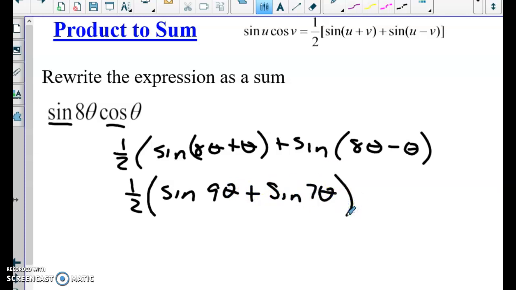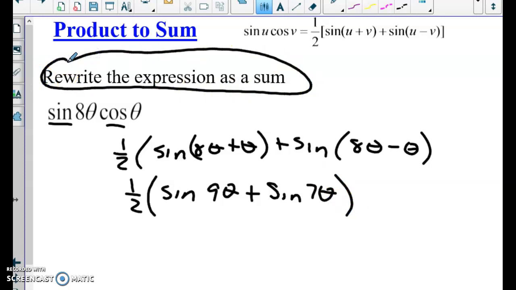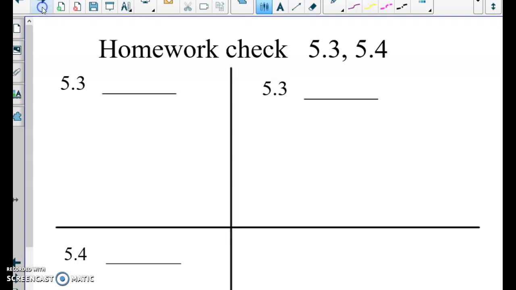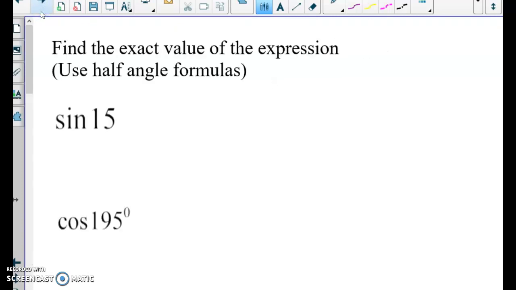Again, all we're doing is rewriting it as a sum. Now, why do we do this? Well, when you get to calculus, it's much easier to do a derivative and an integral on a single term instead of a product of 2 terms. So a lot of the stuff that we're learning, the sum to product, product to sum, those kind of things, we're doing it so it's easier in the future for you.